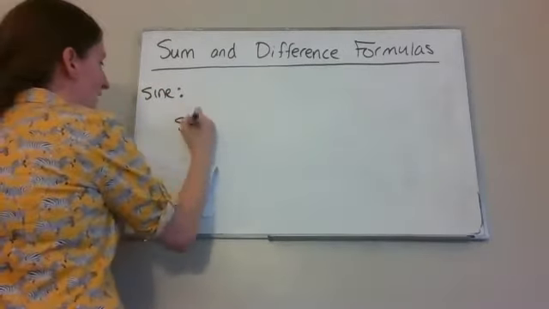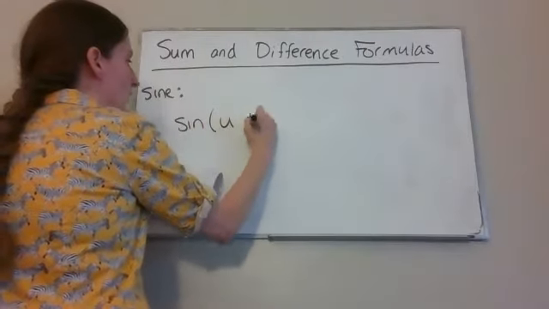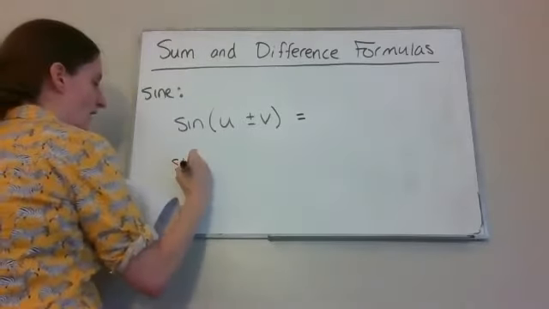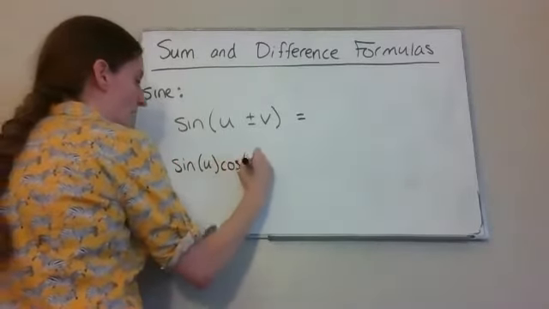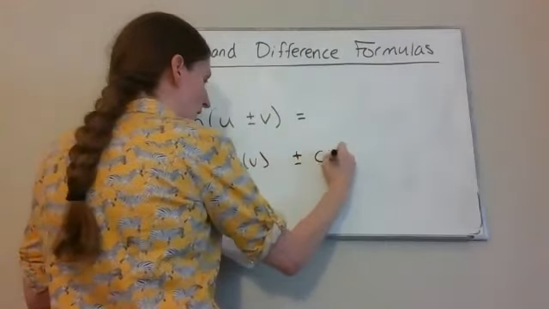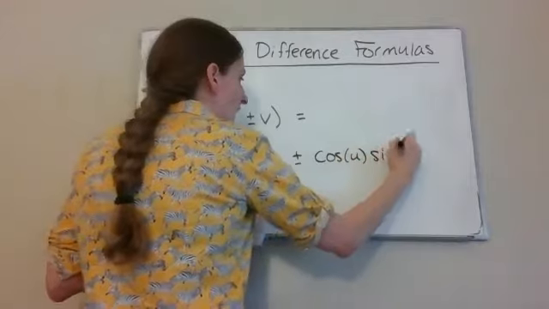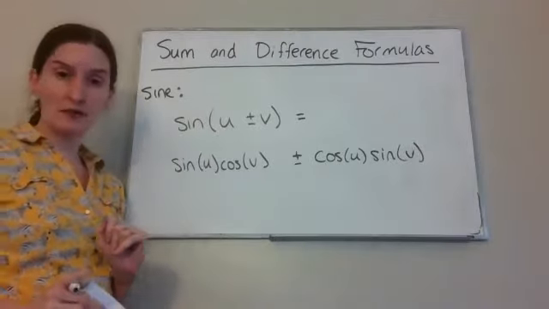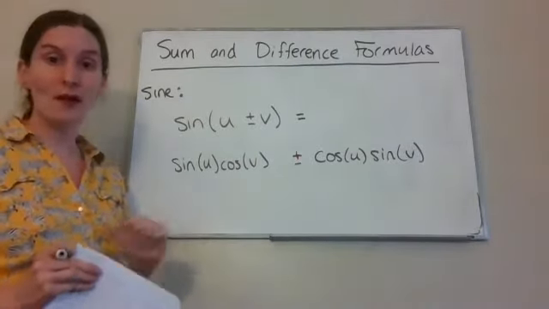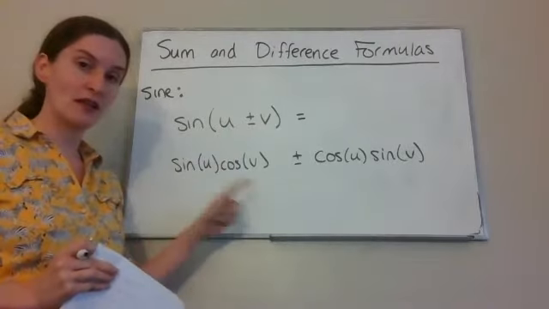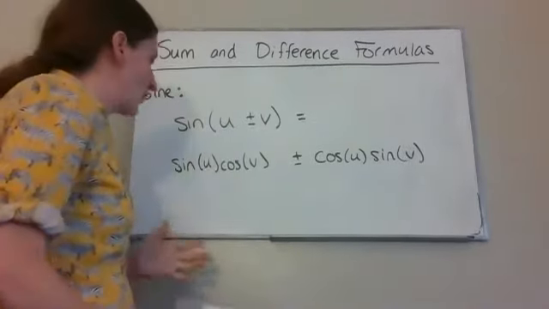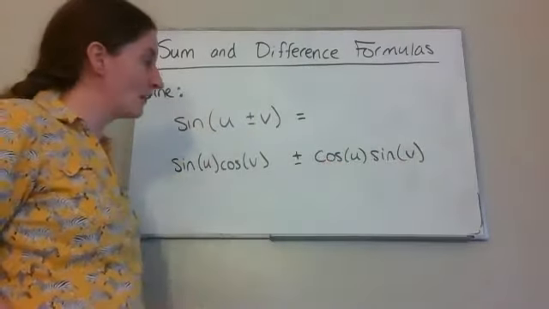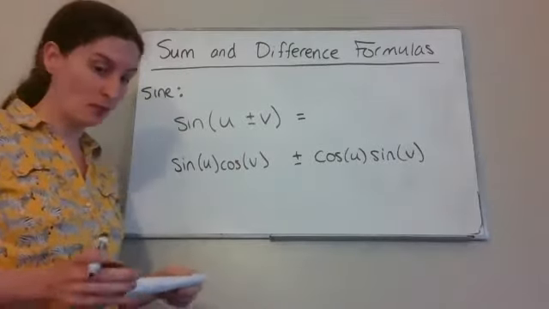We have that the sine of u plus or minus v is equal to sine of u times cosine of v plus or minus cosine of u times sine of v. Now, if it's a plus inside the parentheses originally, it's going to stay a plus in the formula. If it's a minus in the parentheses originally, it's going to be a minus in the formula. But all we have to do then is just split this up into sine of u and cosine of v, cosine of u and sine v, add or subtract in the middle appropriately.